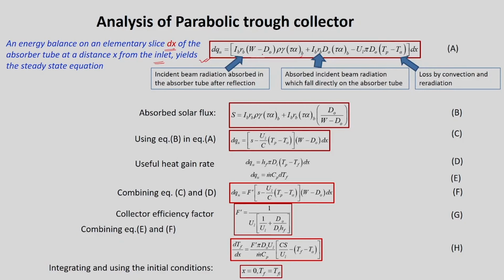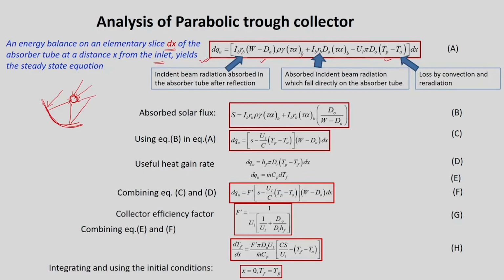This component is coming from the reflector. From this reflector, solar radiation is falling here. So the first component is the contribution from these reflected radiations. The second component is, since this is exposed to the sun, it will directly fall on this absorber. And this is the losses. UL takes care of the conduction and convection losses from the absorber tube.